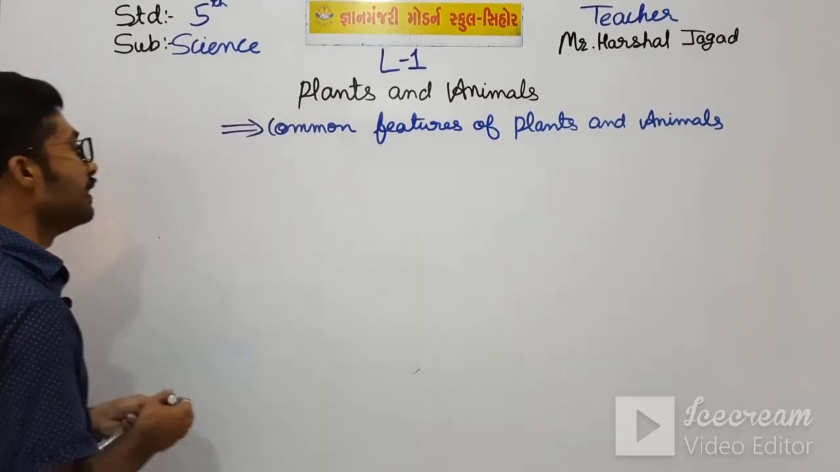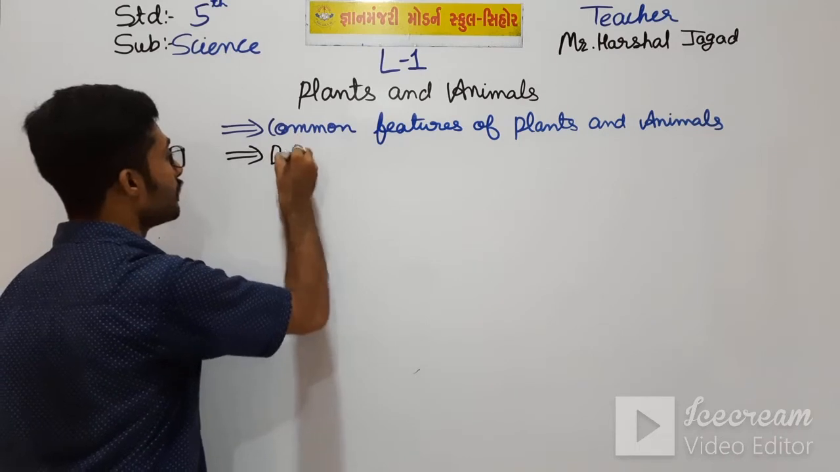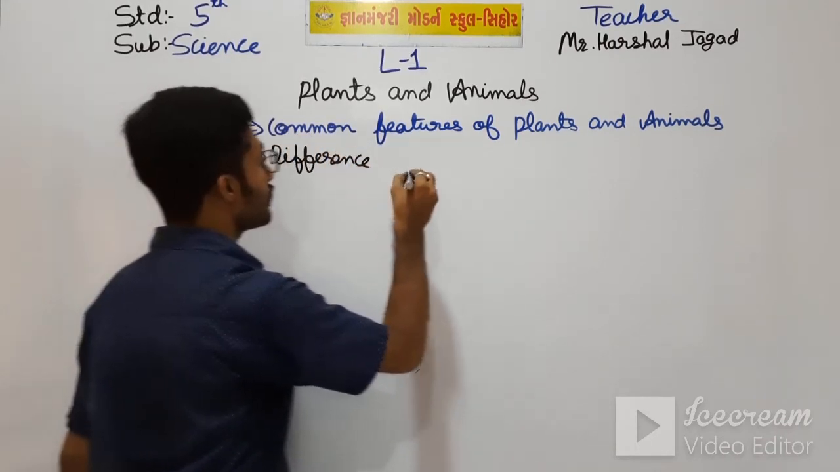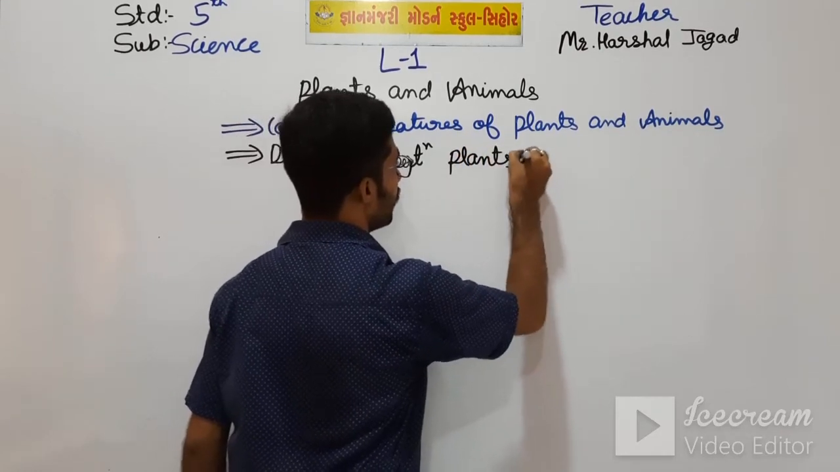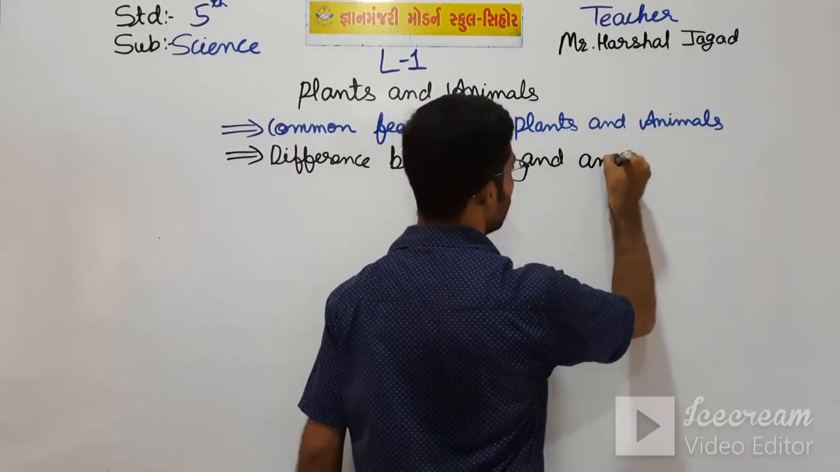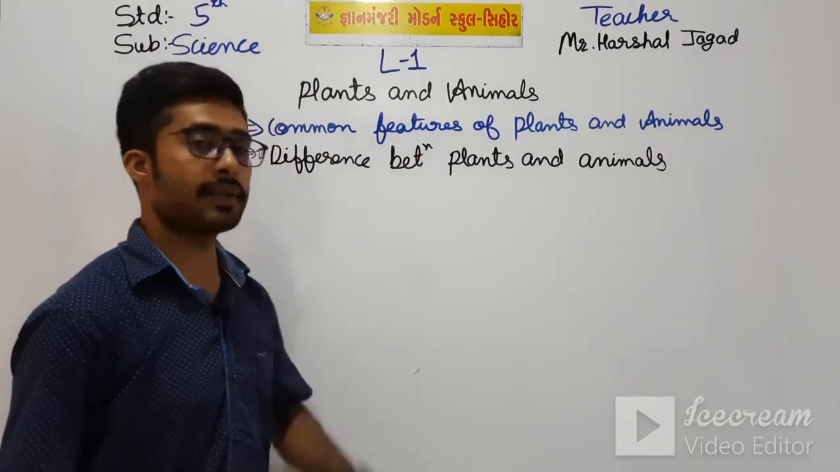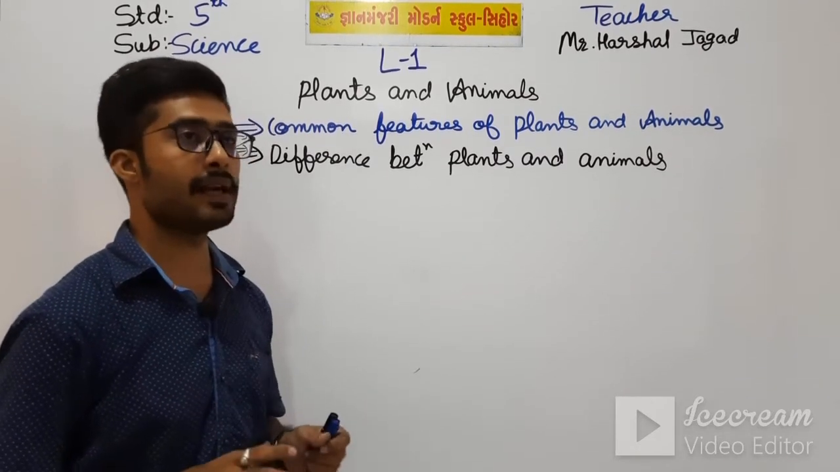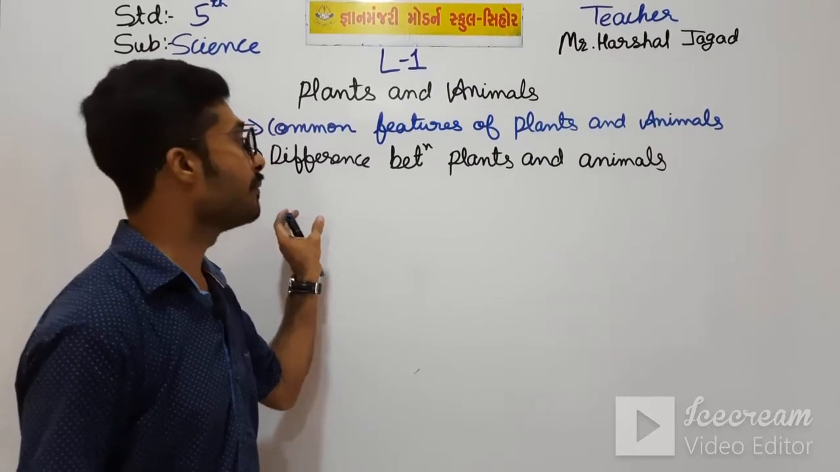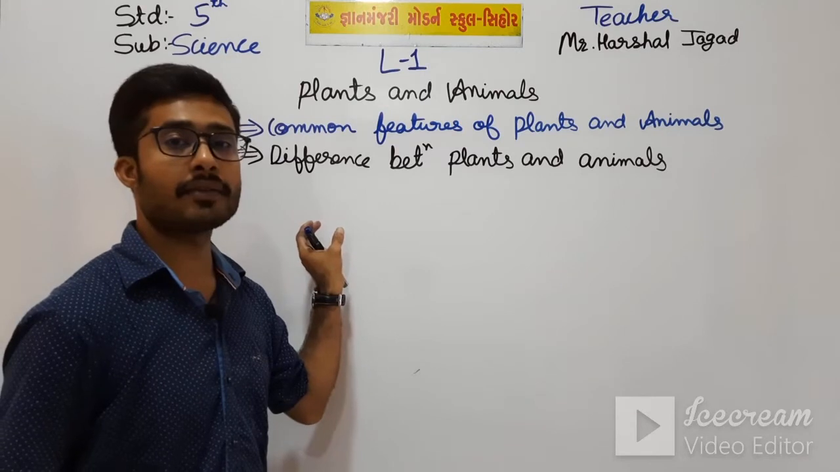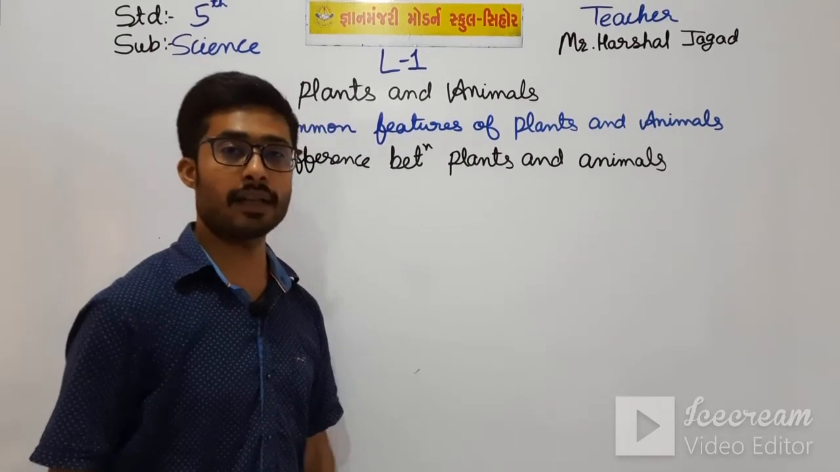In the next video we saw the difference between plants and animals. Okay students, what did we see? In the difference, we went through all the points of the common features. The first point was that they breathe, but plants breathe through their stomata, which are like holes in the leaves, and animals have different organs for breathing.